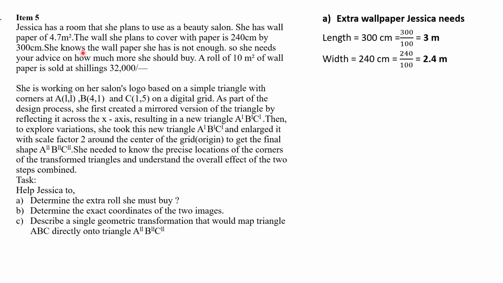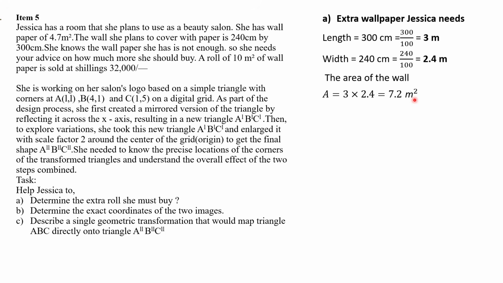Now first of all, you can see that the size of the roll was in square meters, so it's better if I first change these to centimeters. And 1 meter is equal to 100 centimeters. So to get meters from 300 centimeters, you divide by 100, giving me 3 meters. And then 240 centimeters is equal to 2.4 meters. Then what is the area of the wall? So the area of the wall is 3 times 2.4, giving me 7.2 square meters.